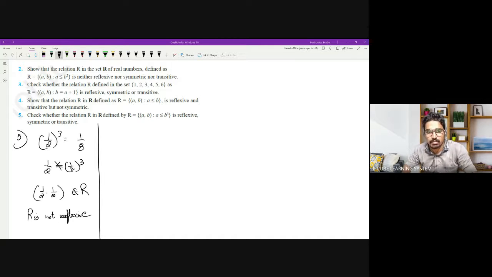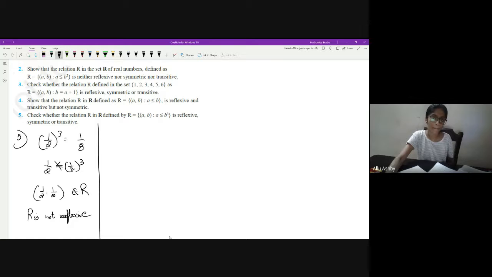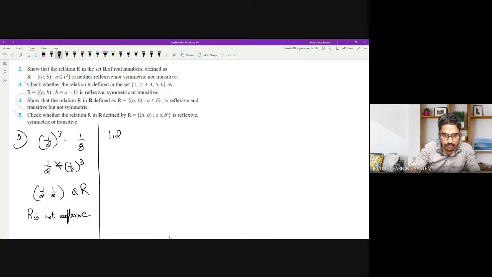Similarly, we can find an example for symmetric also, right? Which example can be taken to show that it is not symmetric? Sir, 1 and 2. (1, 2) belongs to the relation because 1 is less than or equal to 2. But 2 is not less than or equal to 1. Therefore (2, 1) is not an element of the relation. R is not symmetric.